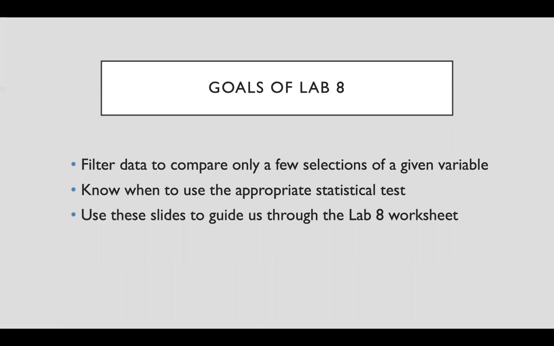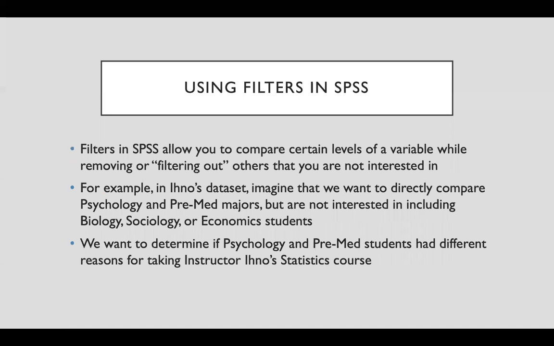So you can filter data to compare only a few selections of a given variable, which is what we're going to talk about today. Filters in SPSS allow you to compare certain levels of a variable while you can remove or filter out others that you're not interested in.